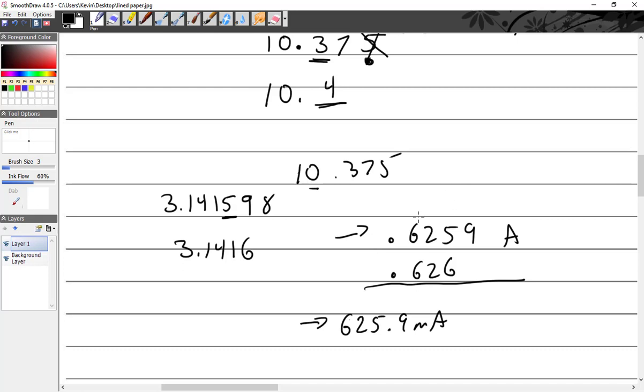Okay, so again, what position is this? Tens. And this is? Thousands. This is? 10,000. Okay, tens, thousands.